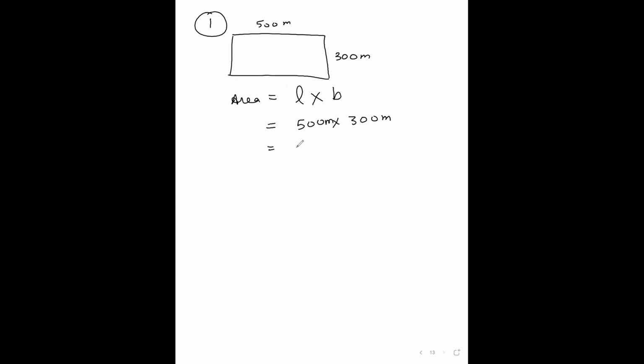Then the answer will be 1,50,000. Sorry. Remember to put the commas, because commas make it easy to recognize what number it is. Okay, I understood. Now let's come to the second part of the question.